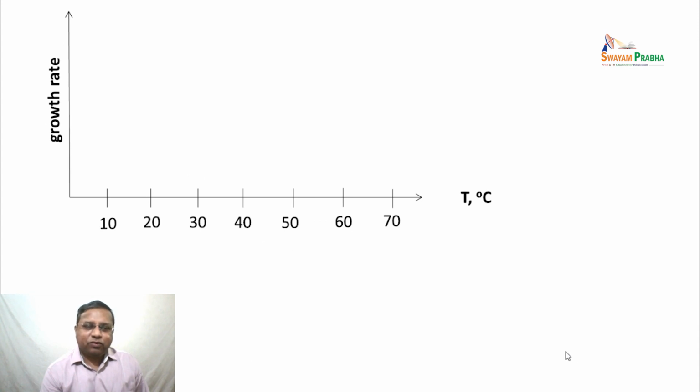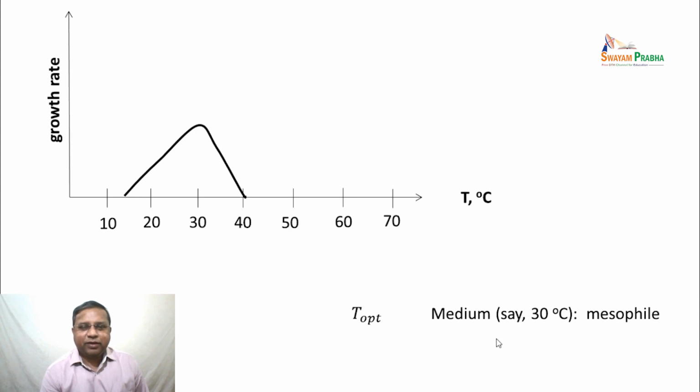Okay, let us look at the variation in growth rate with temperature again. The T optimum, the temperature at which the growth rate is maximum, can be medium, let us say around 30 degrees C, which means the variation of growth rate with temperature will be something like this. Let's say it starts at around 15, then goes up to reach an optimum of 30 and then falls down, and the growth is not possible, let us say, after about 40.